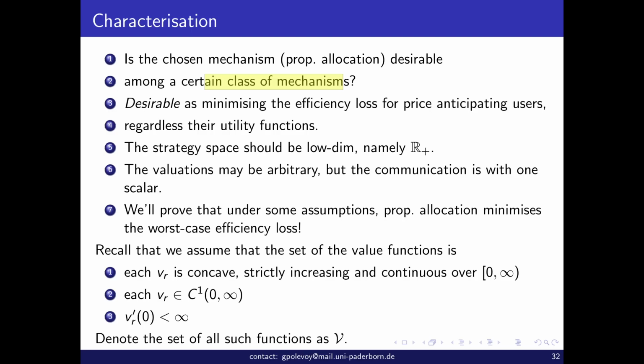And we recall that something needs to be true regardless of utility functions. So the set of all the value functions, the functions that define how much a certain part of the resource is valued, has to fulfill certain assumptions, pretty much technical ones. Each value function is concave, strictly increasing, so the more resources, the strictly better, and continuous over the non-negative reals. Each value function is also continuously differentiable over the positive reals, so the derivative is continuous as the function, and the derivative from the right at zero is finite. The set of all such possible value functions we will denote, as we have denoted, by a calligraphic V.